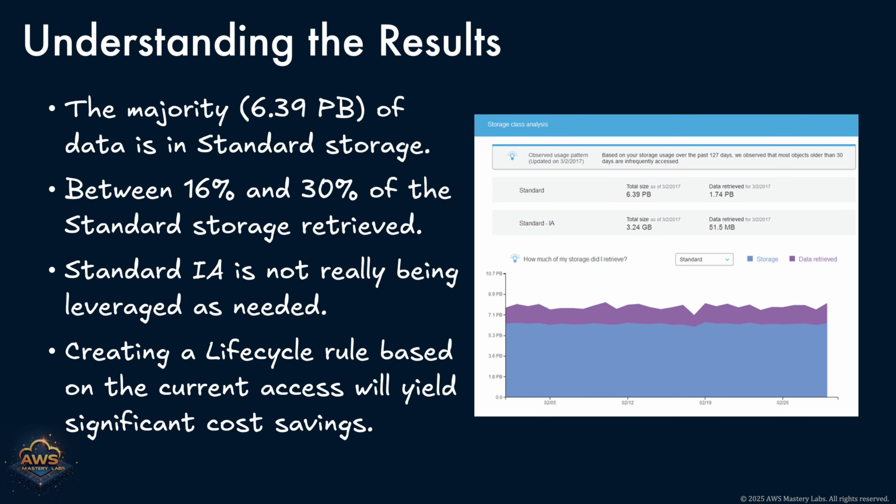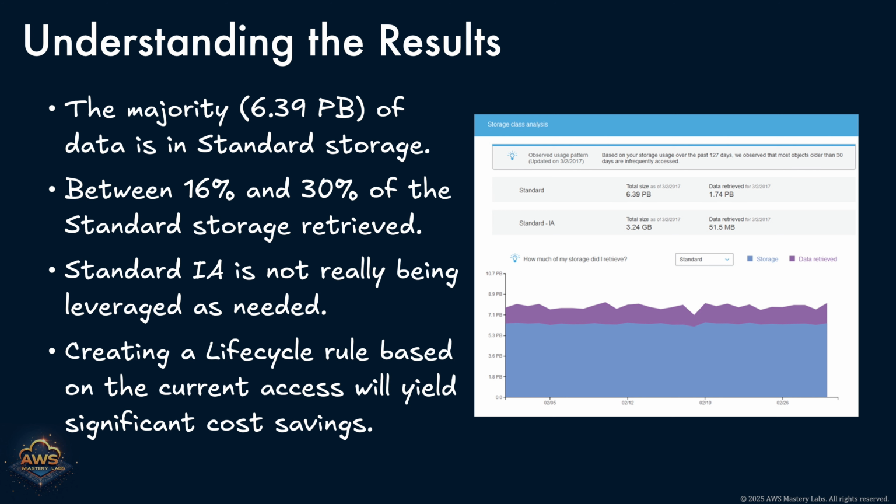The results of the S3 storage class analysis reveal some key insights into current storage usage and access behavior. A significant portion of the data, 6.39 petabytes, resides in the S3 Standard storage class. This indicates that the majority of objects are being stored in the default high-performance tier, regardless of their access frequency. However, the analysis also shows that only between 16% and 30% of this standard storage is actually being retrieved or accessed. This gap highlights a major opportunity for optimization.